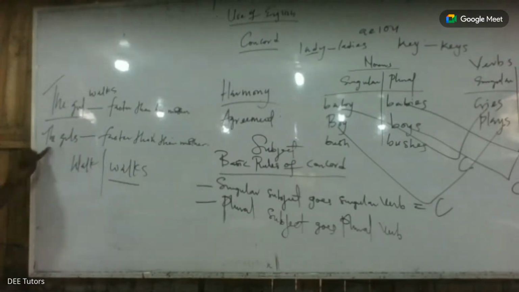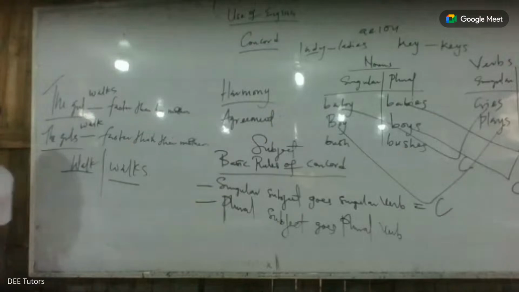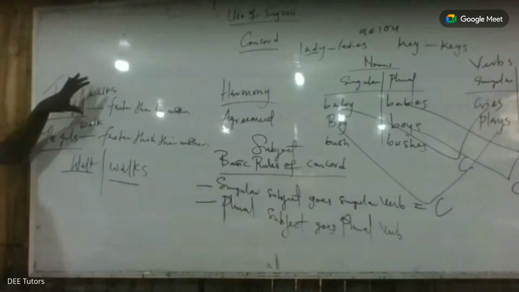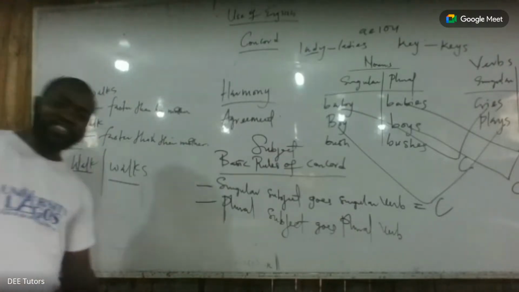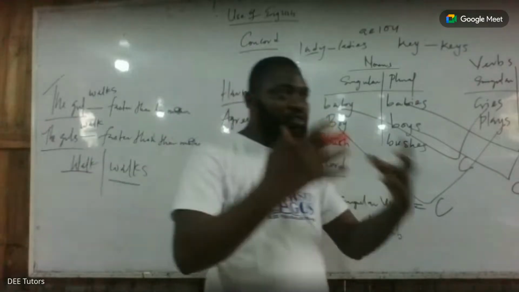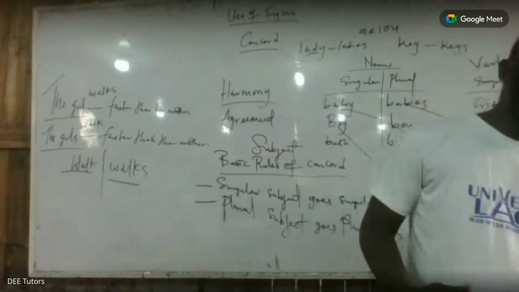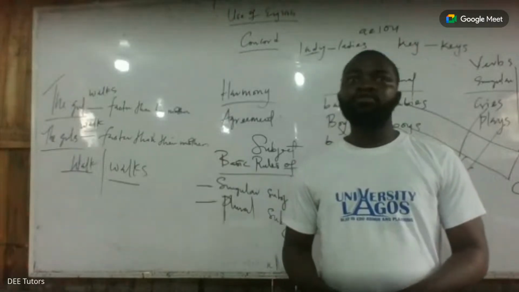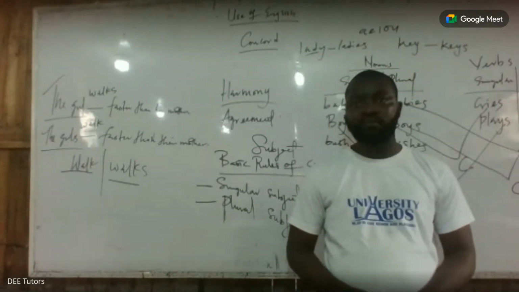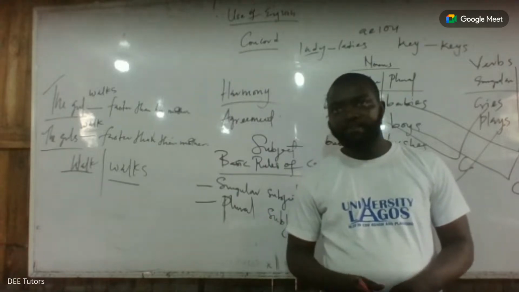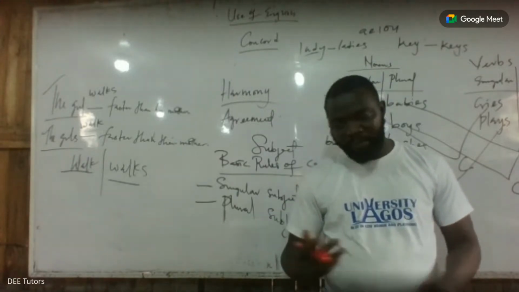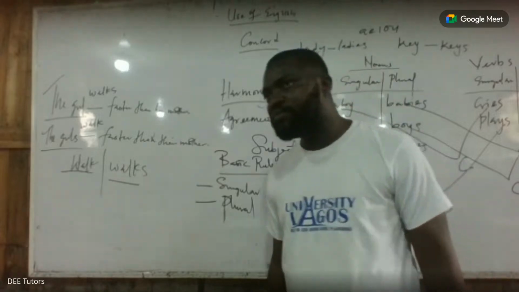Do you understand me? The second one, the girls, is that singular or plural? So what's going to be the verb? Walk. I hope that is clear. So the agreement is between the subject and the verb. The basic rule of Concord states that a singular subject must be followed by a singular verb, and a plural subject must be followed by a plural verb. I hope that point is taken.